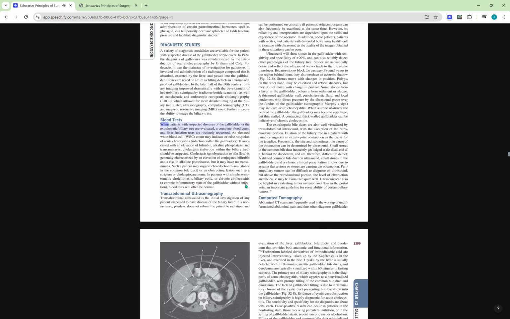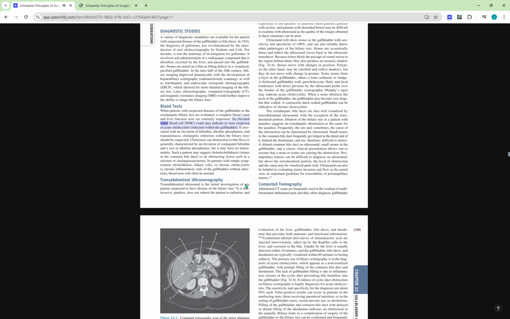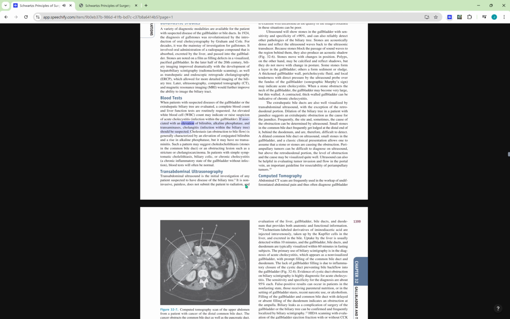Blood tests. When patients with suspected diseases of the gallbladder or the extrahepatic biliary tree are evaluated, a complete blood count and liver function tests are routinely requested. An elevated white blood cell count may indicate or raise suspicion of acute cholecystitis.